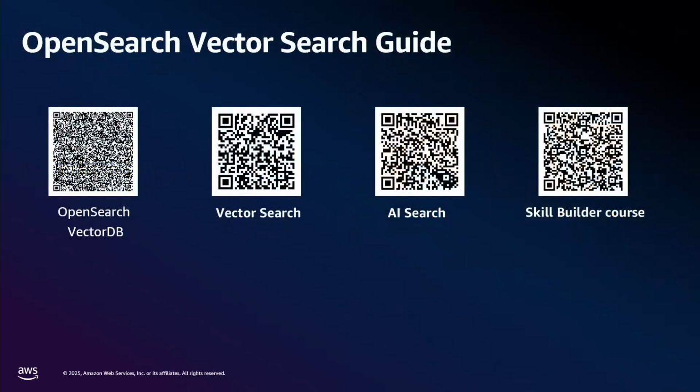There are a number of vector search guides. You can look for those and as relevant and go further inside and see how it works, from OpenSearch Vector DB to introduction to vector search, AI search, and of course there are Skill Builder courses where hundreds of skills, hundreds of programs are there where you can get trained free of cost on a number of services, not necessarily Amazon OpenSearch, but many other services from AWS.